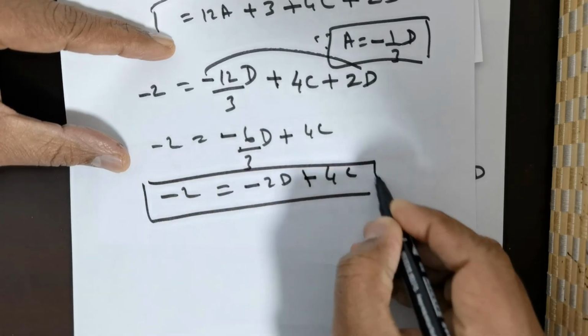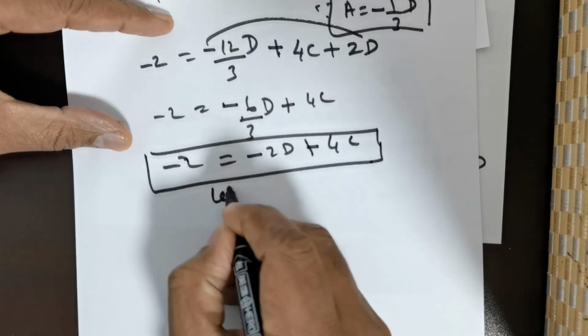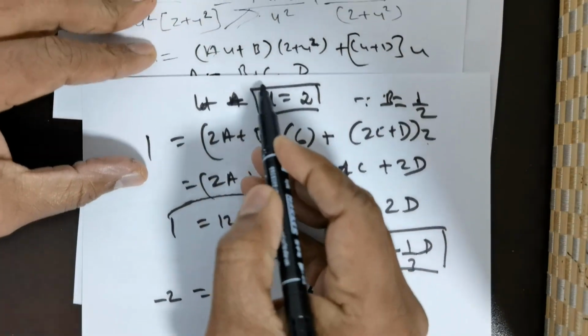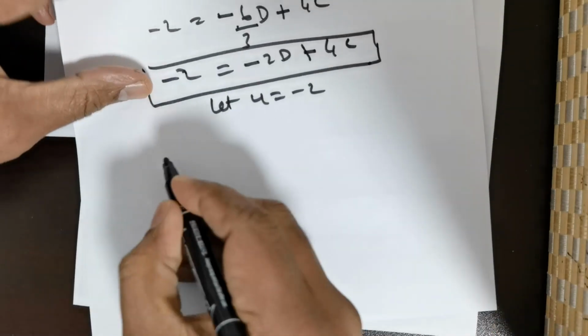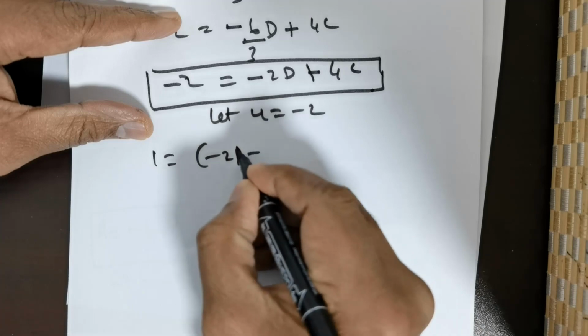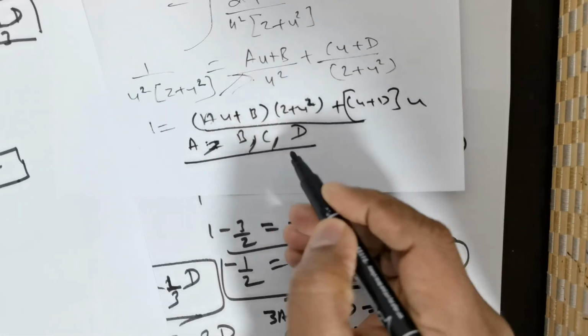So this is another system we have got. Now we need to take one more value. So I have taken u is equal to 2. I will take u is equal to negative 2, and I will substitute it in this system over here. So that is going to give me 1 is equal to negative 2 times a positive b of u.